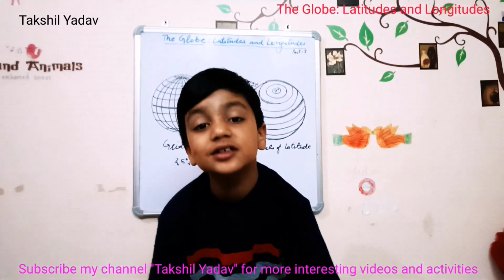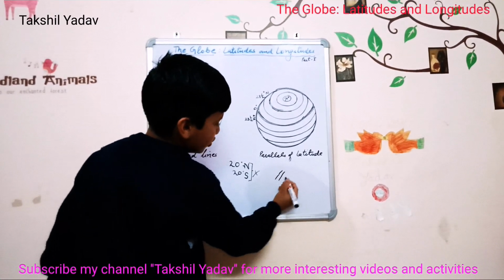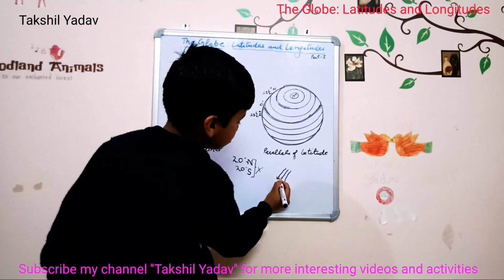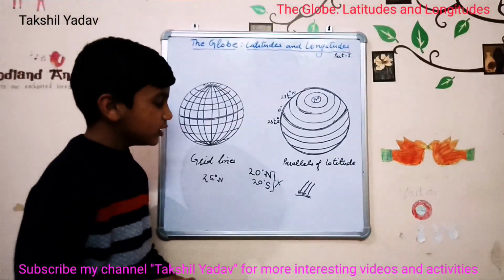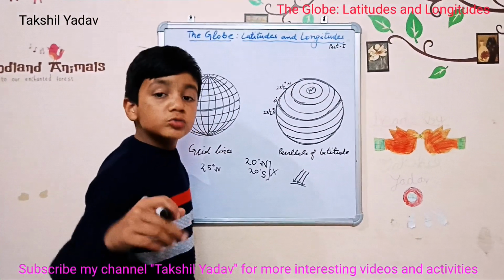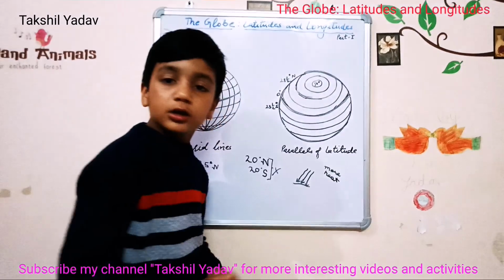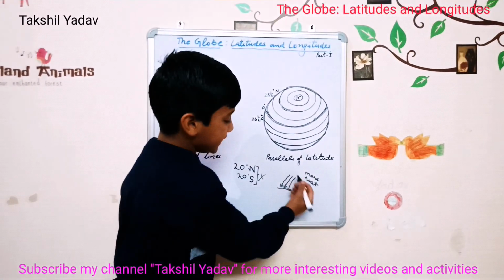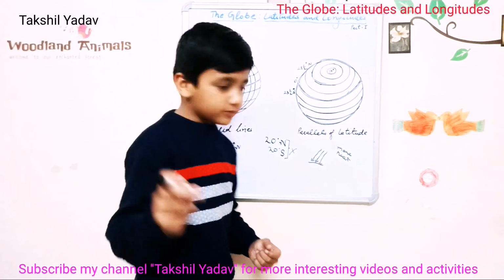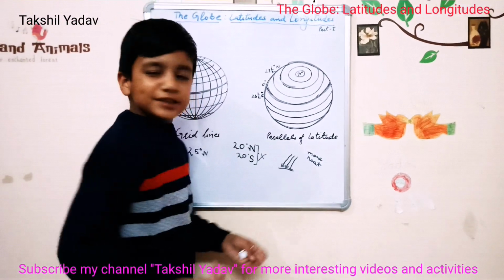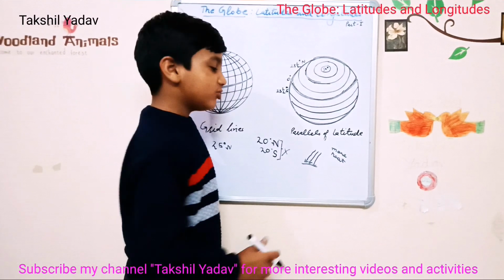And what is the difference between direct rays and slanting rays? The one main difference is, see, I'll draw, not very well. Suppose these are the slanting rays, like this. They will cover a larger area, and when they are slanting, they will lose more heat while they pass through the atmosphere. That is why slanting rays always give less heat. One main reason is that they cover a large area, means the heat is divided into many parts. And the second is that they lose more heat than the direct rays in the atmosphere.